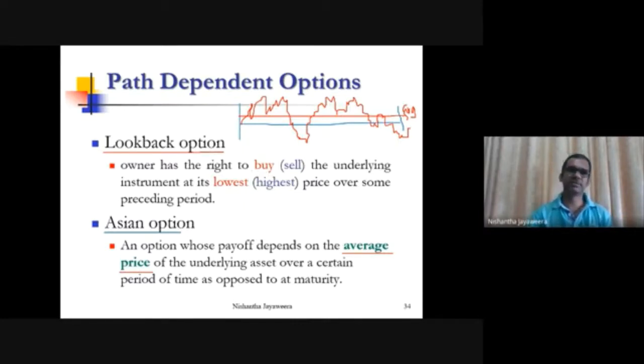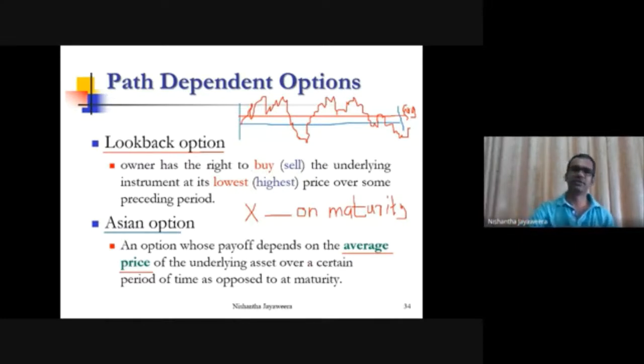So remember, in the look back option and Asian option, strike is decided on maturity, not at the time that you entered into the contract. The strike price is decided on the maturity date.